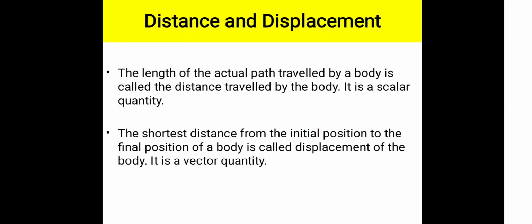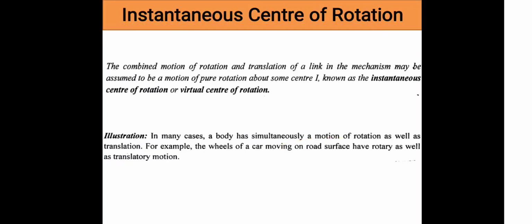So, distance and displacement. Distance means the length of the actual path traveled by the body. It is a scalar quantity. Displacement means the shortest distance from the initial position to the final position of the body. It is a vector quantity, in which the direction of travel is also given. So it is a vector quantity.